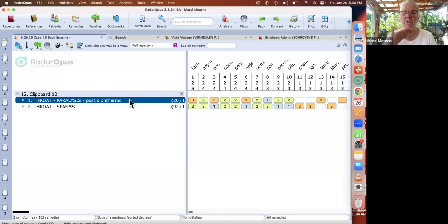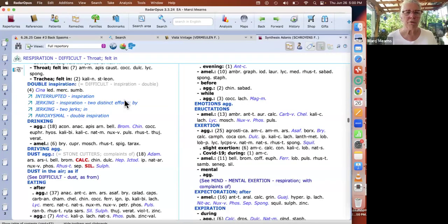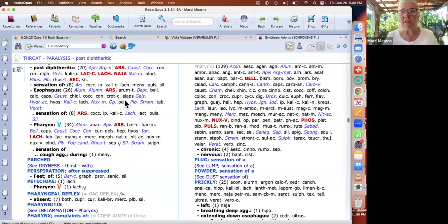Diphtheria is when you get an extra membrane. We don't see diphtheria today, but that's a thing, right? So I thought it was really interesting that our cocculus is here for post-diphtheric paralysis. I'll bet you that in this woman's family, there was diphtheria at some point along the way.